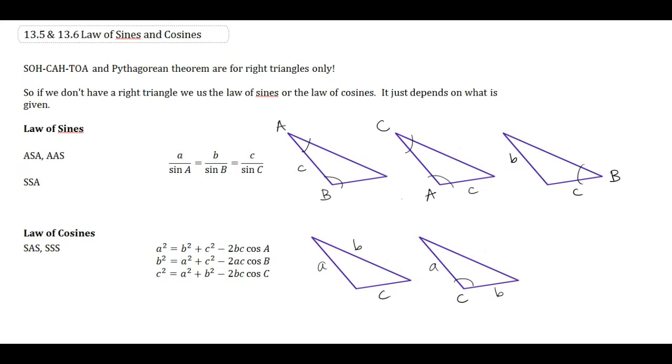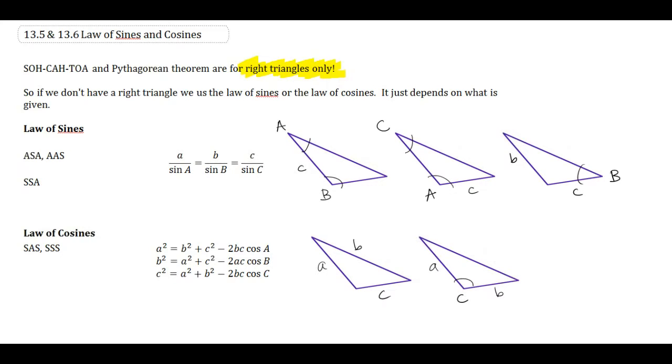Meyer, and we are doing 13.5, 13.6. Yes, both at the same time because it's just a bunch of formulas. In fact, you see all the formulas on your screen, and so it is the law of sines and law of cosines. Now, SOHCAHTOA and the Pythagorean theorem are great, but I want to stress that they work for right triangles only. Don't you dare try to use SOHCAHTOA or the Pythagorean theorem when we don't have a right triangle.